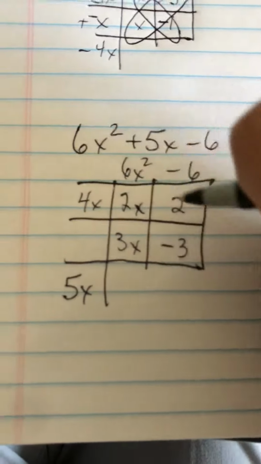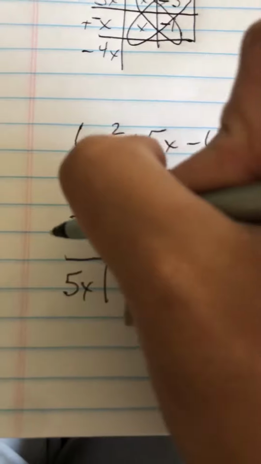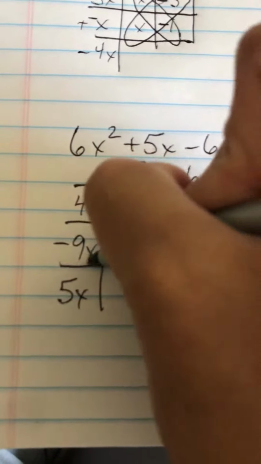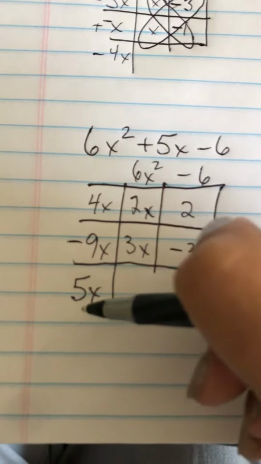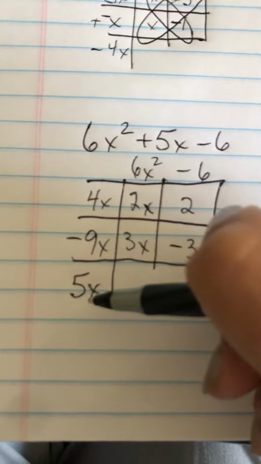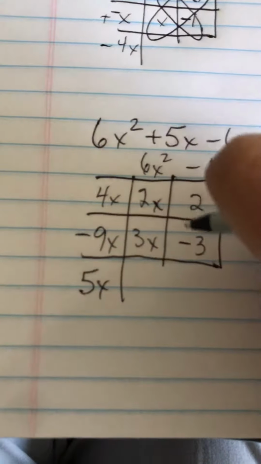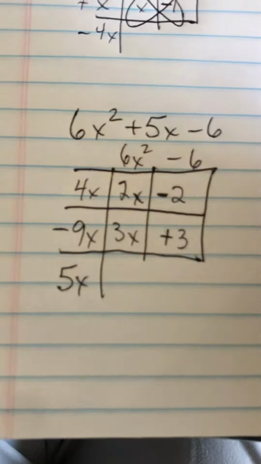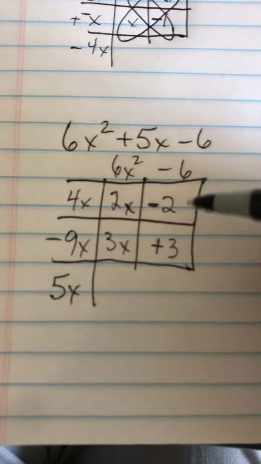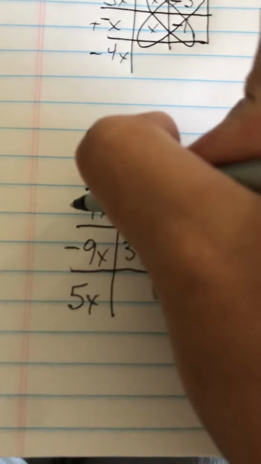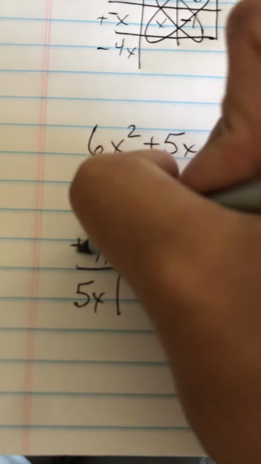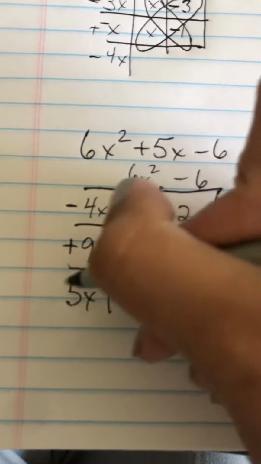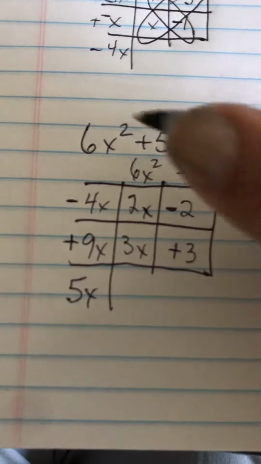So we will multiply over here, we'll get 4x. We'll multiply over here, we'll get negative 9x. If we add that down, that would be a negative 5x. So we've done something wrong. So we're going to switch our negative signs. This still multiplies up to negative 6, but now this is negative 4, and this is positive 9, which does in fact add up to 5x.